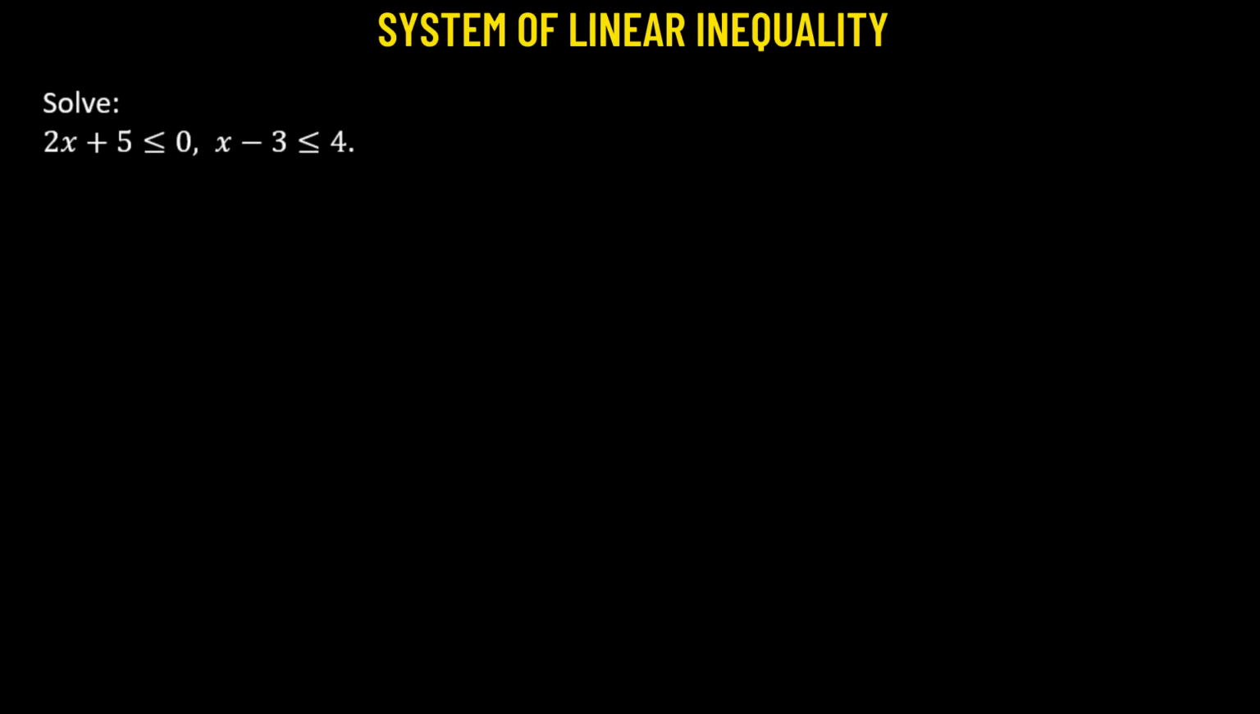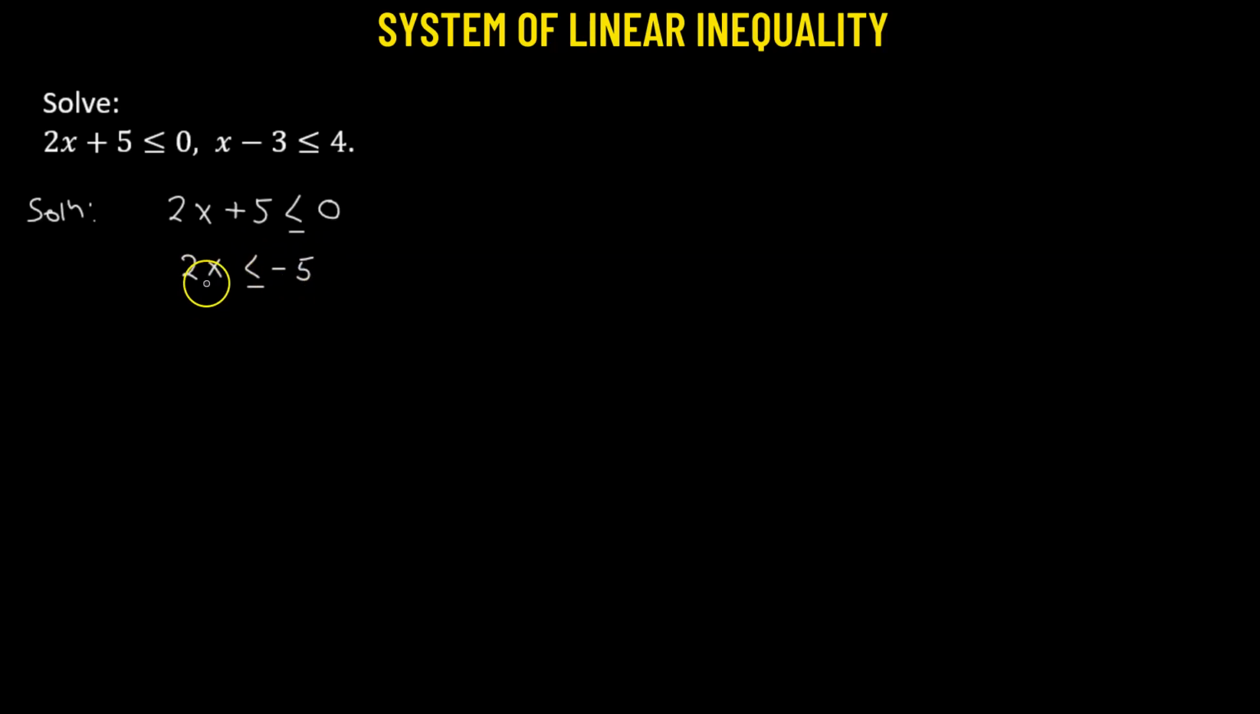Let us solve the following system of linear inequalities. We'll consider our first linear inequality: 2x + 5 is less than or equal to 0. We will transpose 5 to the right-hand side to get 2x is less than or equal to negative 5.